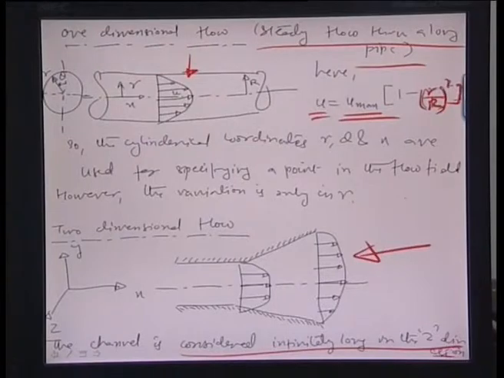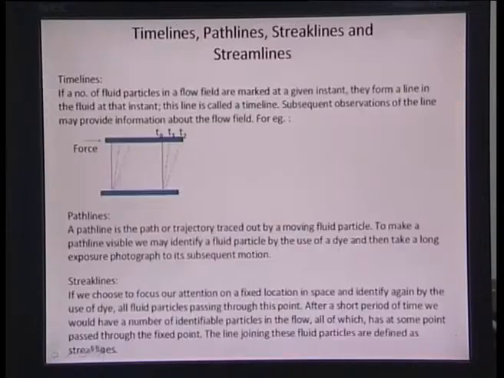2 dimensional flows are represented here in this particular figure. As you can see, the channel is considered infinitely long in the z direction, that means in the plane of this particular illustration or in the board. So, therefore, the variation though is mostly in the x and y. x and y are these dimensions here, and the flow velocity would vary in only 2 dimensions in this particular illustration.